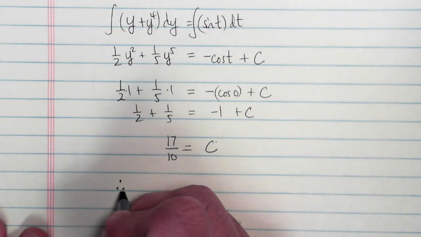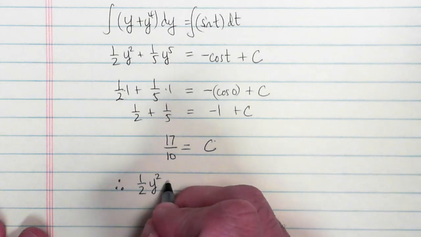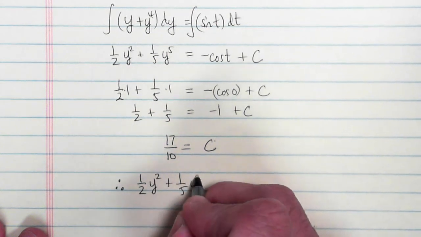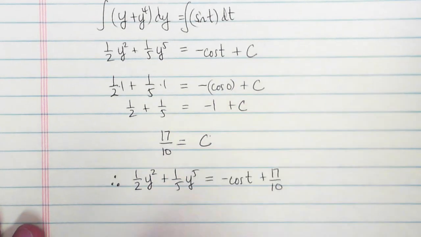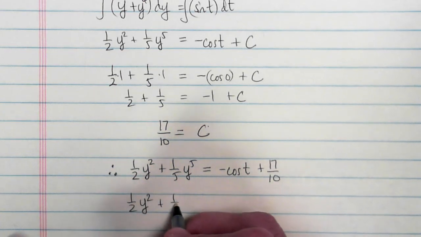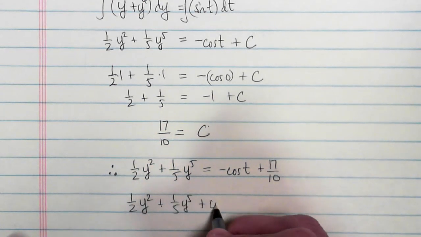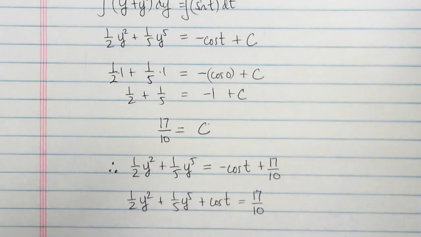Okay, and so therefore we have our solution. Plugging in, we get that 1/2 y squared plus 1/5 y to the fifth equals negative cosine t plus 17/10. And if we wish to put all the variables on one side, that's fine. It's not legally required. That is our implicitly defined solution. Now, this is a quintic equation in y, so solving for y here is not easy, to say the least. But this implicitly defines y as a function of t.